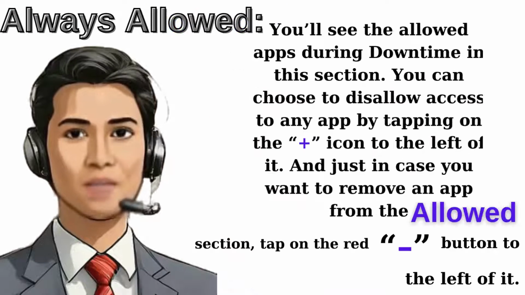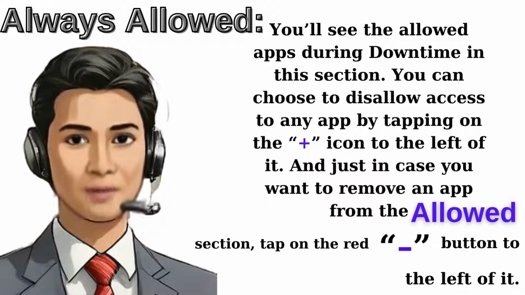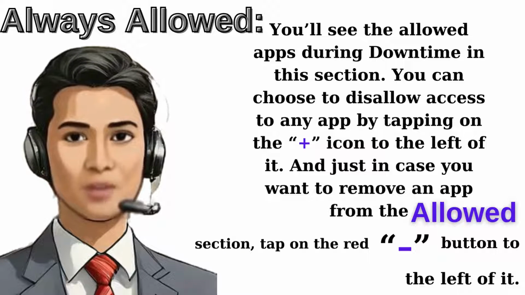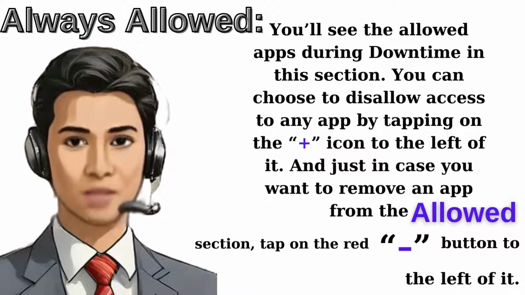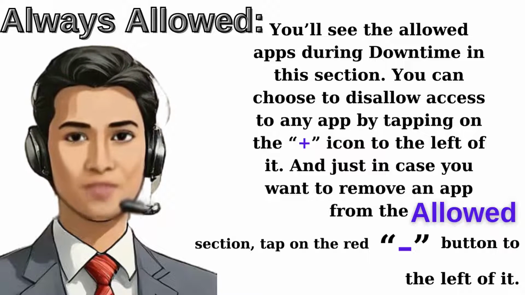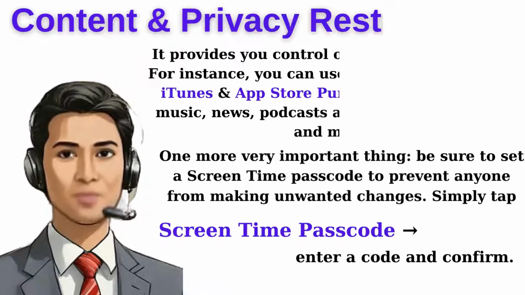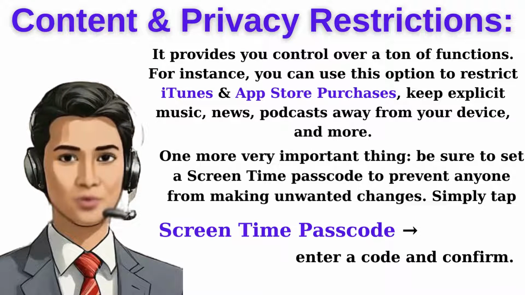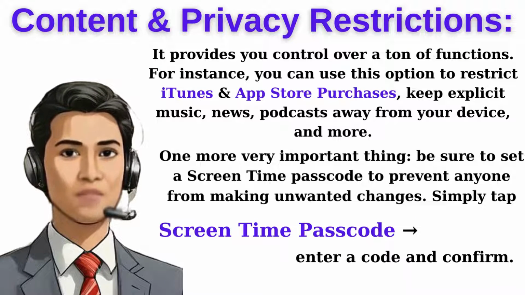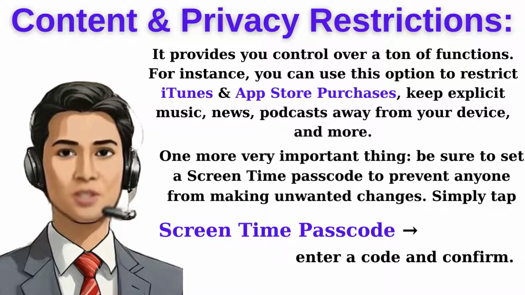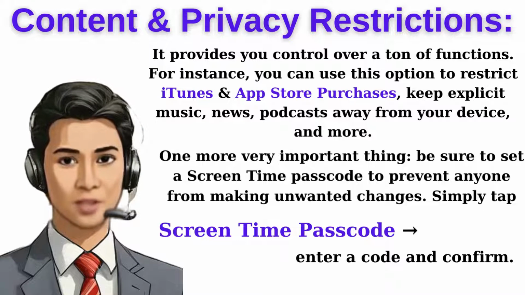Always Allowed. You'll see the allowed apps during downtime in this section. You can choose to disallow access to any app by tapping on the minus icon to the left of it. And just in case you want to add an app to the allowed section, tap on the plus button to the left of it. Content and Privacy Restrictions. It provides you control over a ton of functions. For instance, you can use this option to restrict iTunes and App Store purchases, keep explicit music, news, podcasts away from your device, and more.